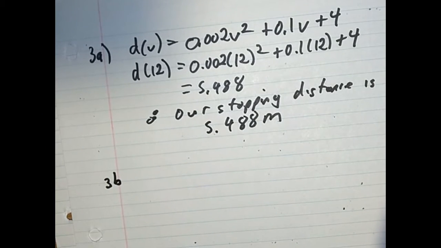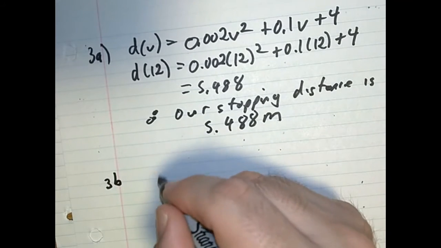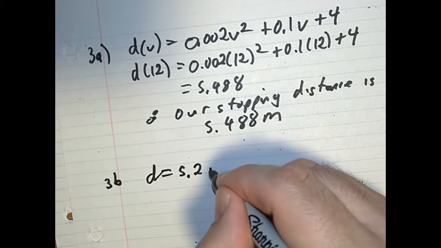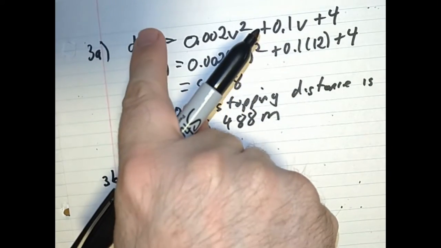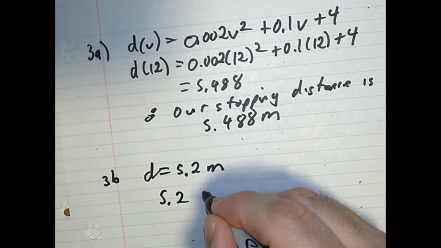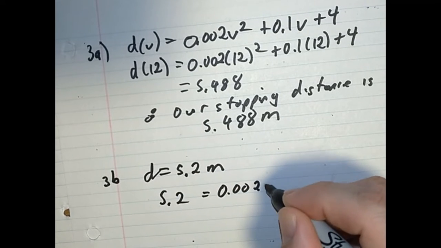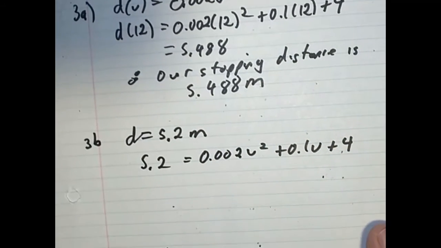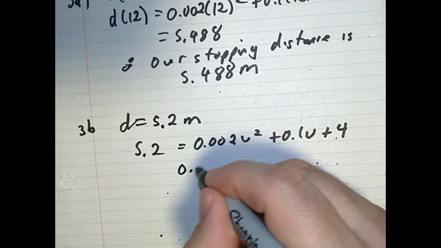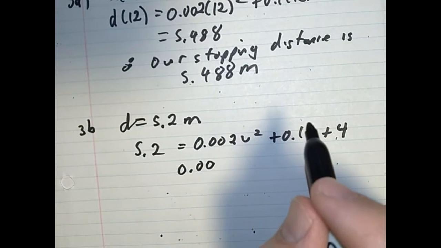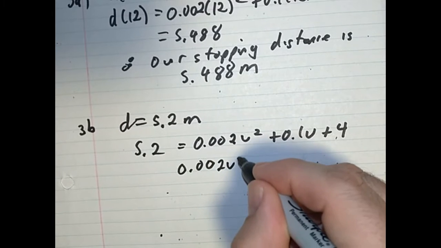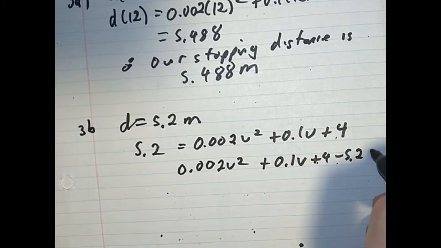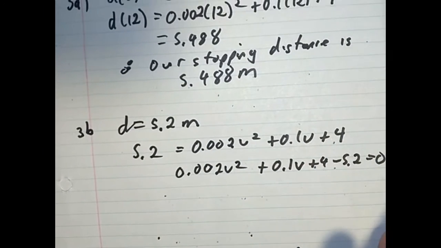What is the initial speed of the boat if it takes 5.2 meters to stop? Okay, so now our distance this time is 5.2 meters. So we're going to insert the 5.2 here. 5.2 is 0.002 v squared plus 0.1 v plus 4. Now this is not a min or max question, it doesn't say minimum or maximum. So in this particular case, we're going to use the quadratic formula. We're going to set everything to 0, so I just brought that over and made it equal to 0 on the other end.